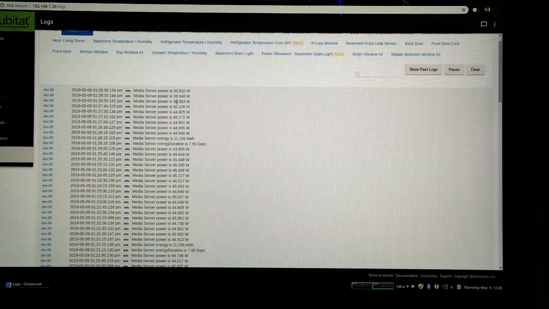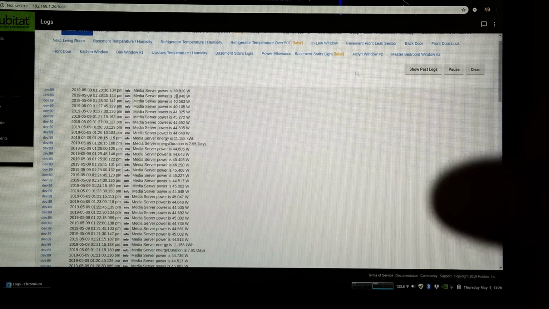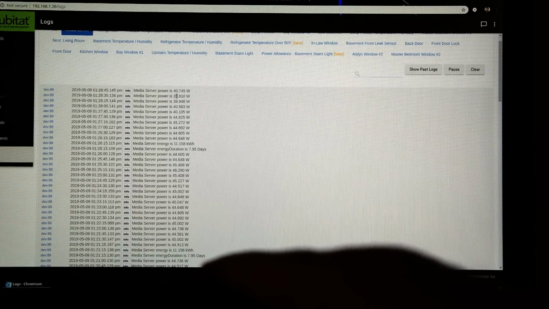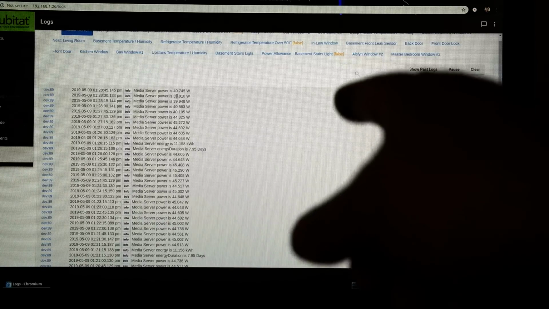So we're at 40 to 39.9. So we've saved a total of 1 watt. 1 whole watt. That's it. Between the 7500 and the 7600T at pure idle.